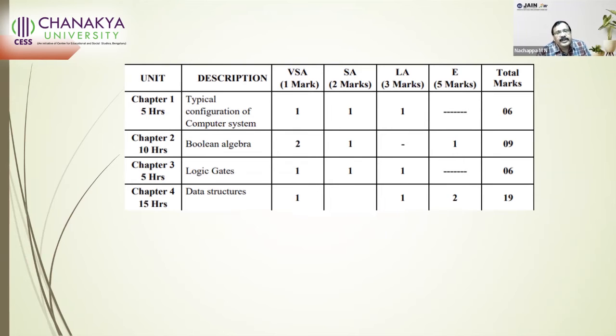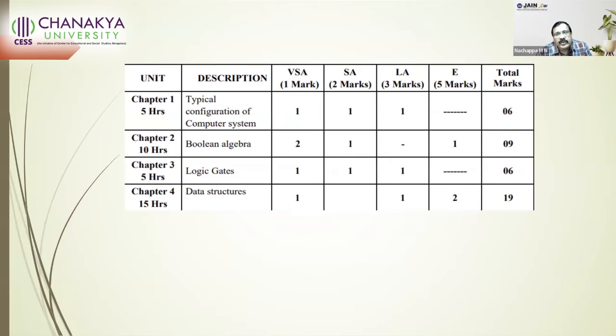Your question paper will be divided into 4 parts: Part A, Part B, Part C, and Part D, or what we will call Section A, Section B, Section C, and Section D. Section A will be 1 mark questions, Section B will be 2 mark questions, Section C will be 3 mark questions, and Section D will be 5 mark questions.